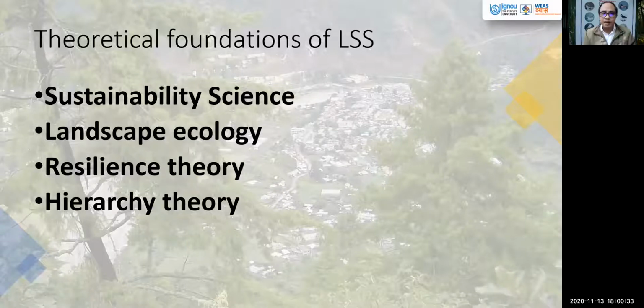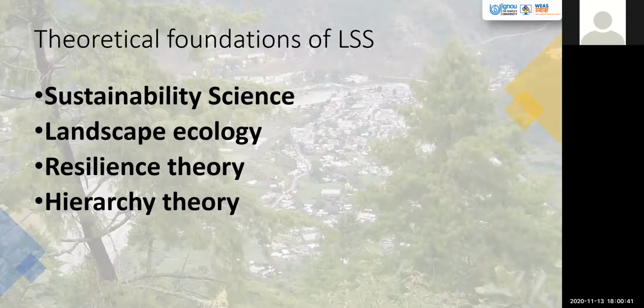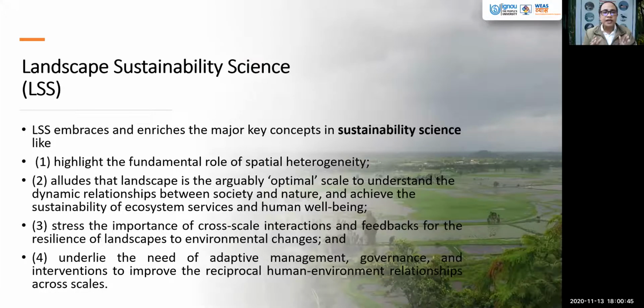One is sustainability science as the theoretical foundation. Next is landscape ecology. Resilience theory is very important, then hierarchy theory. So landscape sustainability science embraces major key concepts in sustainability science that highlight the fundamental role of spatial heterogeneity. It is because of the heterogeneity that the world is complex, and because of this complexity we are able to survive, right? It alludes that landscape is arguably the optimal scale to understand the dynamic relationship between society and nature. Because of the heterogeneity, different societies and different communities automatically come into relation. Then because of heterogeneity and the characteristics of that spatial pattern, you see there is a relation between society and nature, and achieve sustainability, ecosystem services and human well-being.